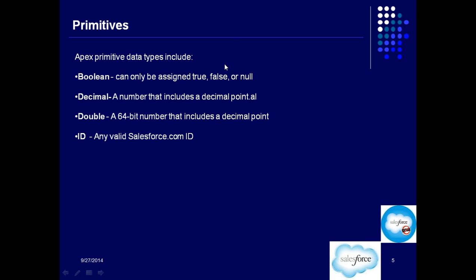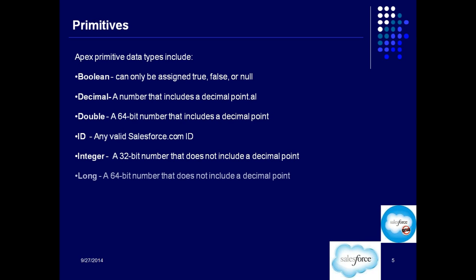salesforce.com ID. So ID is a data type which can hold salesforce.com IDs, the record IDs that we used to deal with in Visualforce page, remember, in the URL. So those IDs can be stored in this ID data type. Double, I told you ID is the integer, the normal integer, 32-bit number. Long, a 64-bit number that does not include a decimal point. String, normal string, a set of characters.